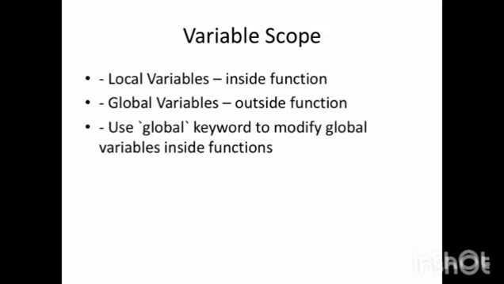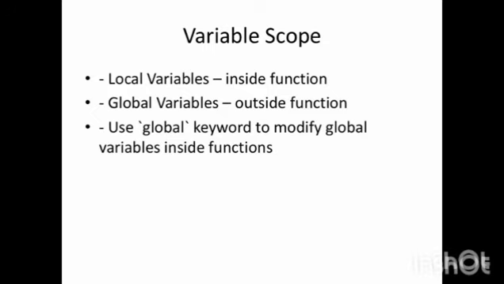Understanding variable scope is key to avoiding bugs. Variables created inside a function are called local variables. They exist only when the function is running. Once the function ends, those variables are gone. On the other hand, global variables exist outside functions and are accessible throughout the program.